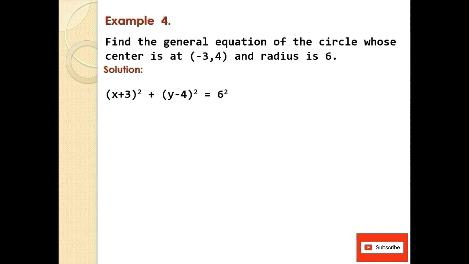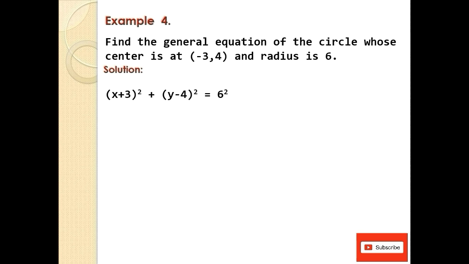So we have quantity x plus 3 squared plus quantity y minus 4 squared equals 6 squared. We simply substitute the value of our h and our k to the equation. So negative 3 becomes positive 3 and positive 4 becomes negative 4 in the equation. Likewise, we simply substitute the value of our r, which is 6, to the equation. That is why we have 6 squared.